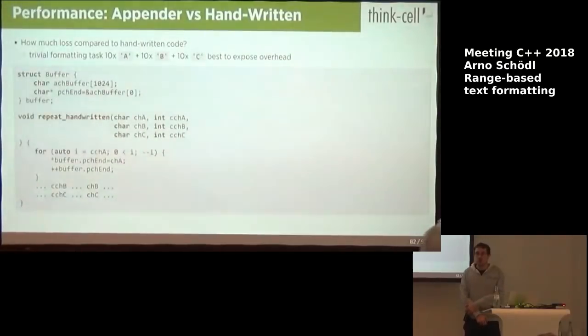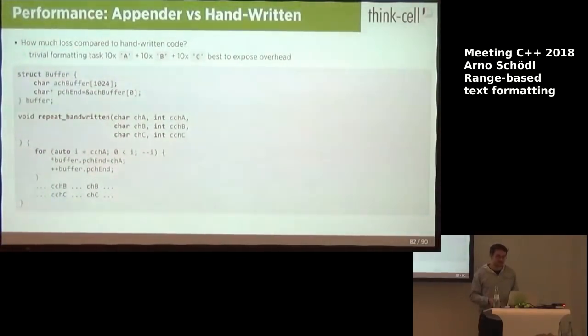Now we want to know, how fast are we? How good is this? To benchmark it, I looked at a trivial formatting task because I didn't want to benchmark the formatter. I didn't want to benchmark how quickly I can come up with the digits for a double. Other people can do this much better than I can. But I wanted to know how much does the infrastructure take away? All the scaffolding that I put up, how much does that cost?